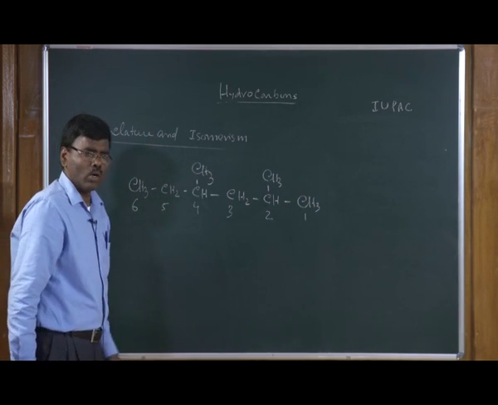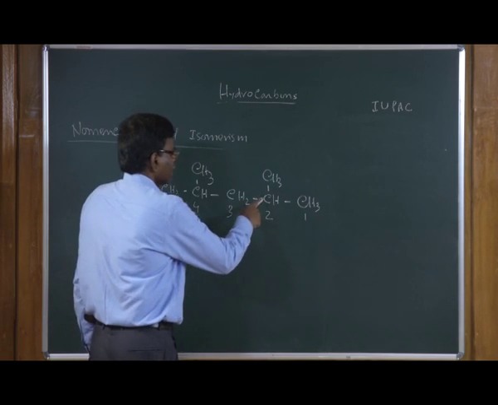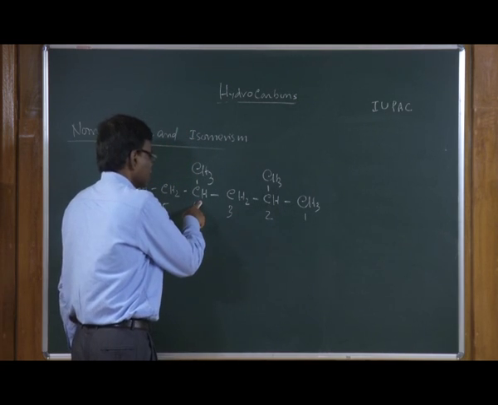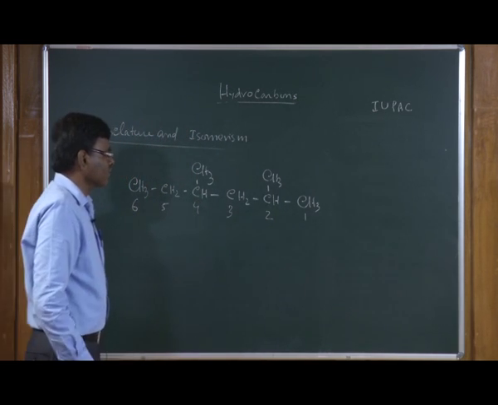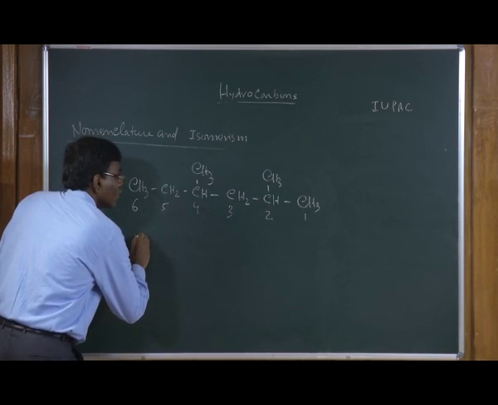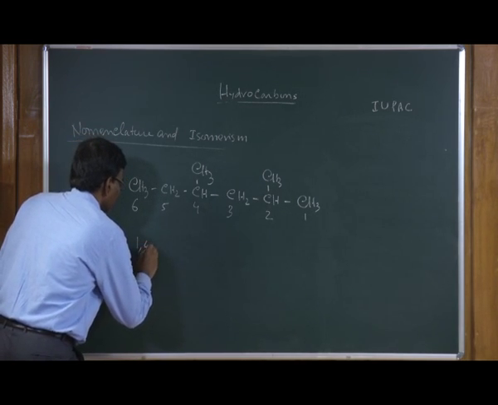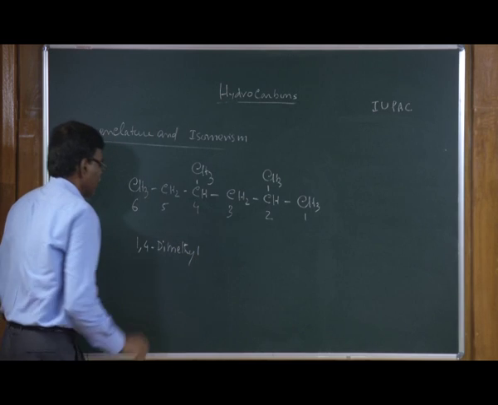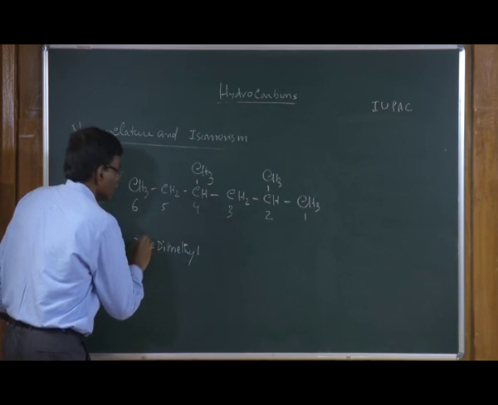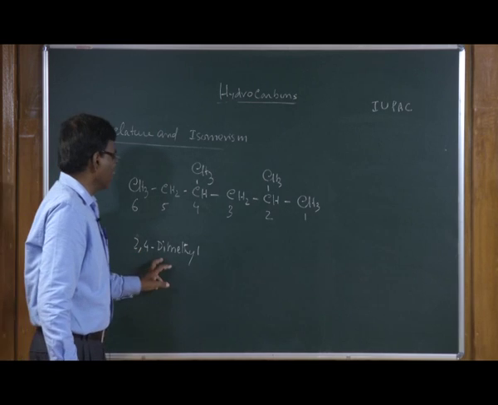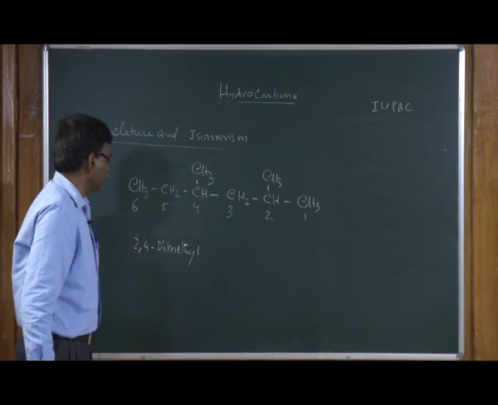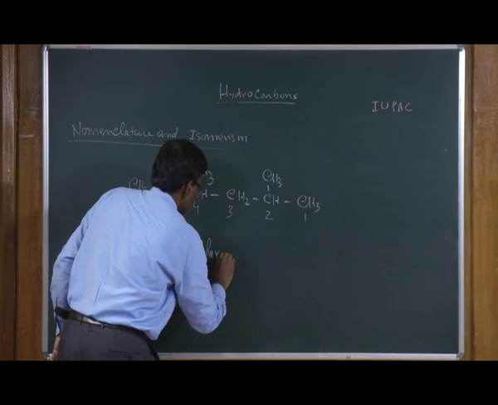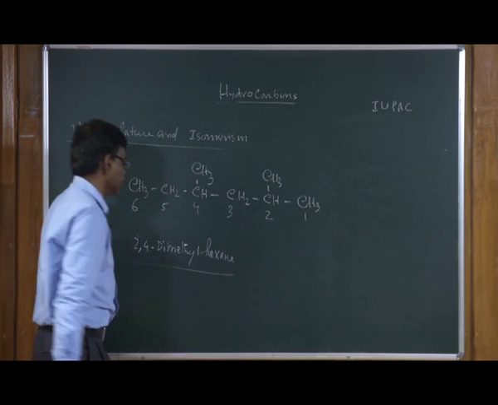Numbering is done. Once numbering is done, you have to find the position of the substitution. Here it is present at the second carbon atom, and also at the fourth carbon atom. So you have to write 2,4-dimethyl. The methyl groups are present at the second and fourth carbon atoms, so 2,4-dimethyl hexane. This is the IUPAC name of this compound.